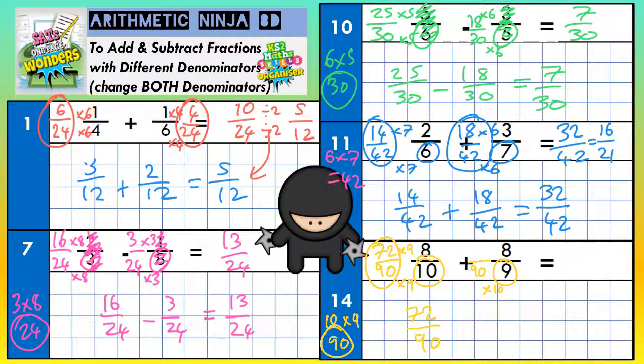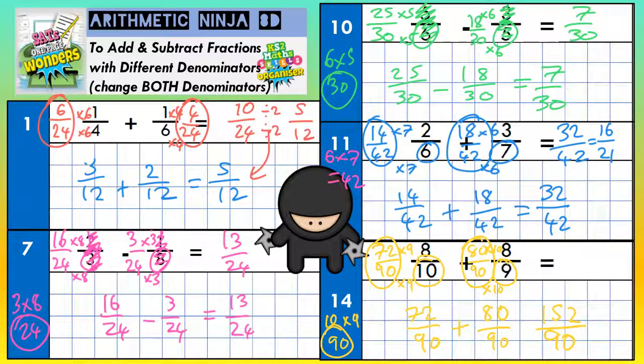And to get from 9 to 90 is times 10, so you need to do exactly the same on the top. 8 times 10 is 80, so we've got 80 90ths. So you've got 72 90ths plus 80 90ths. It's like saying 72 oranges plus 80 oranges. Well, 70 plus 80 is 150, so 72 plus 80 will be 152. So we'd have 152 oranges, but seeing as this is dealing with 90ths, it's going to be 152 90ths.